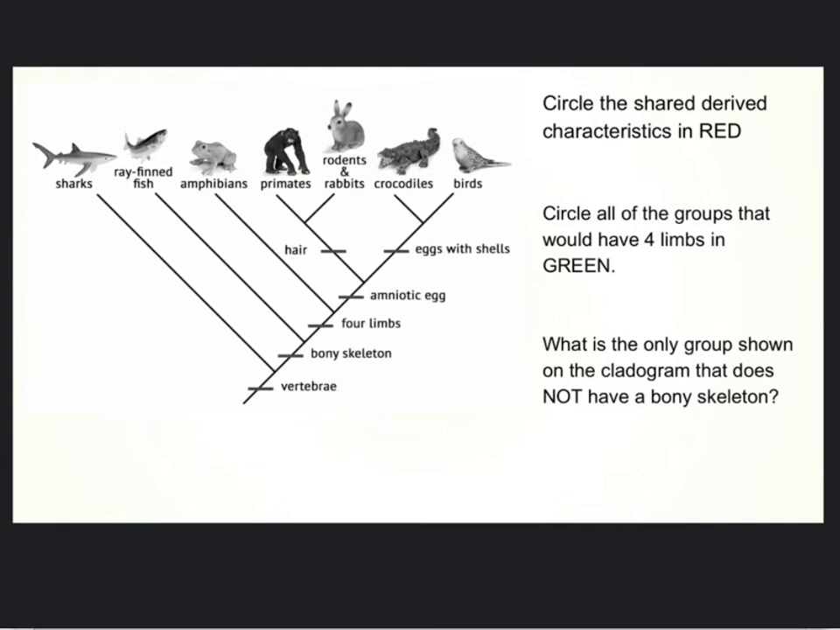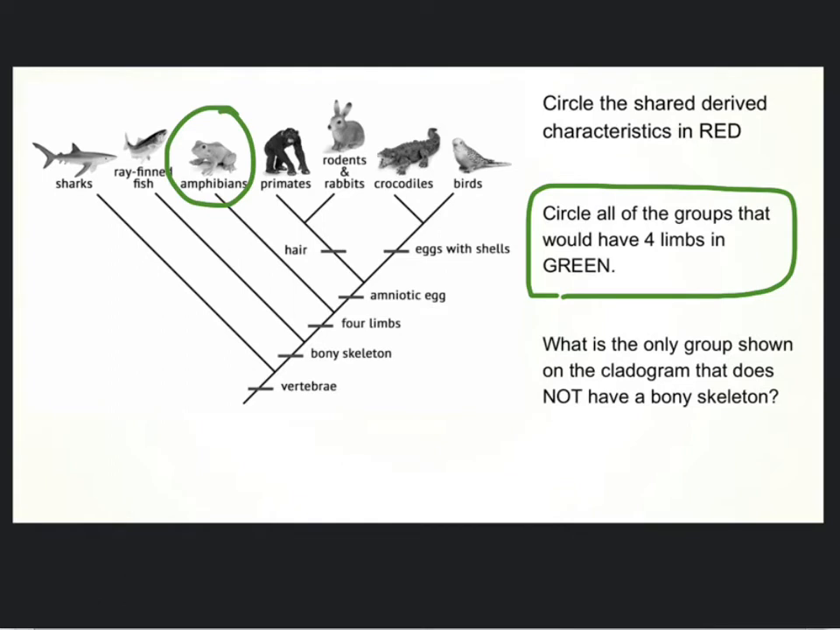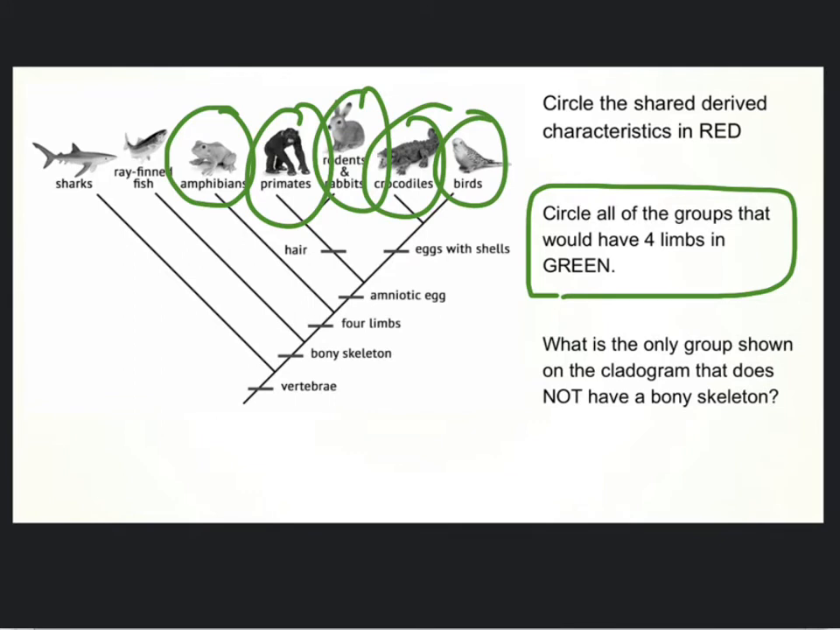All right, so now with that, circle all the groups that would have 4 limbs in green. Did you circle amphibians? I should hope so. And primates and rabbits and crocodiles and birds? Awesome. Because those are the ones that have got 4 limbs. Oh, I think I did this on 2 slides, but that's okay. And of course, these are our shared derived characteristics.